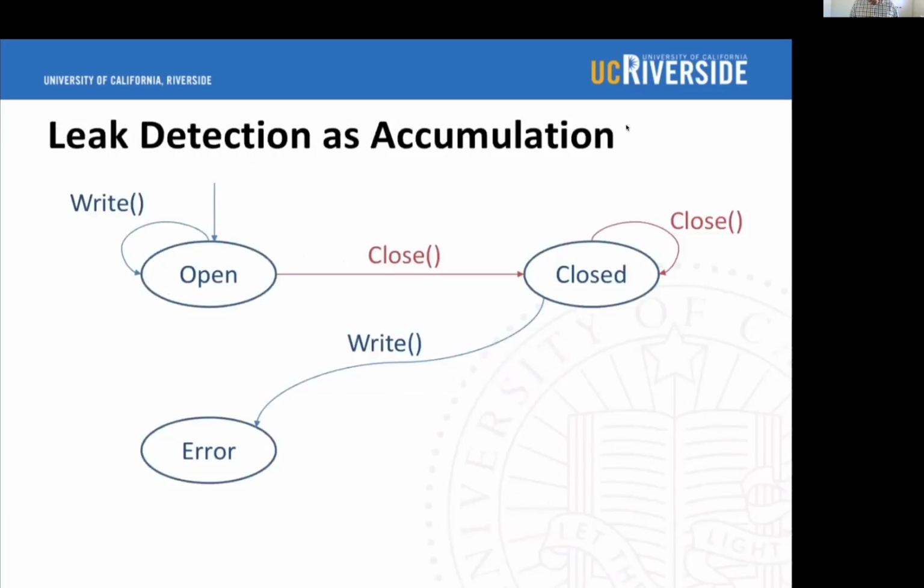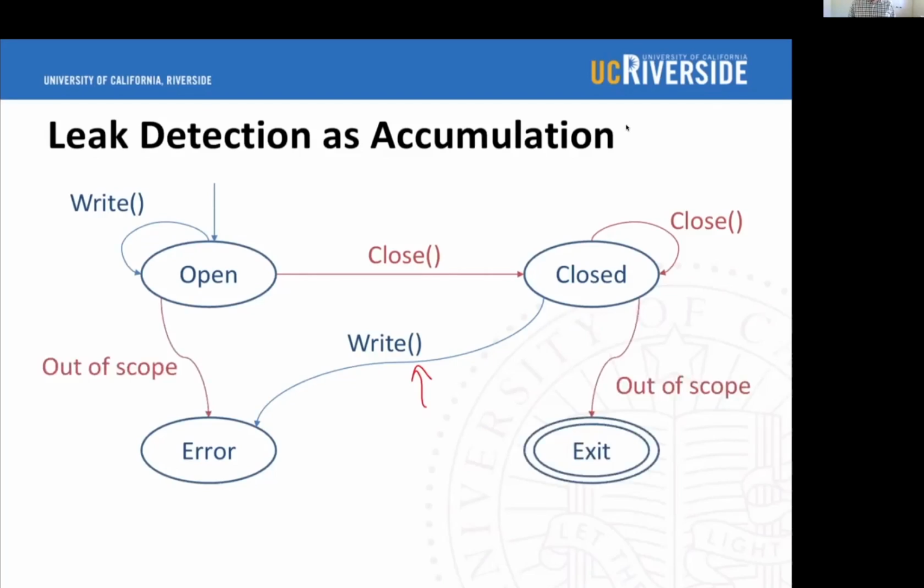So here's an automaton for a simple file or a socket where once you open it, you can write to it, and then you close the socket, and if you try to write to a closed socket, you get an error. So how can we express this issue that you need to close this socket before it goes out of scope? Well, you can just add going out of scope as a transition or an operation in this automaton. So now it's clear that before you exit or go out of scope, you need to call close.